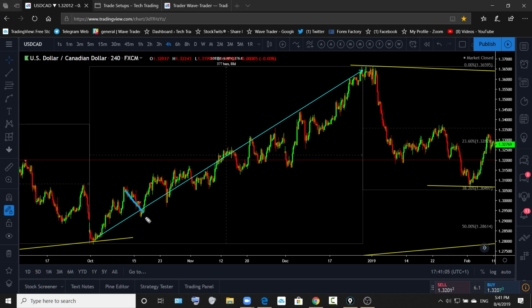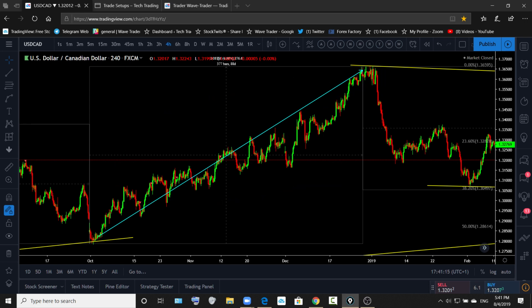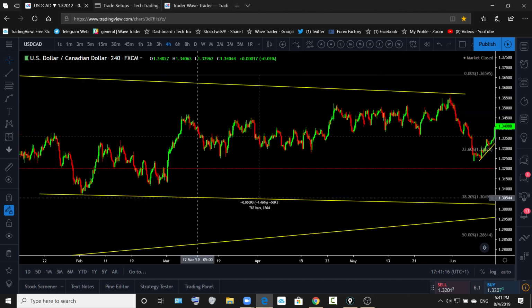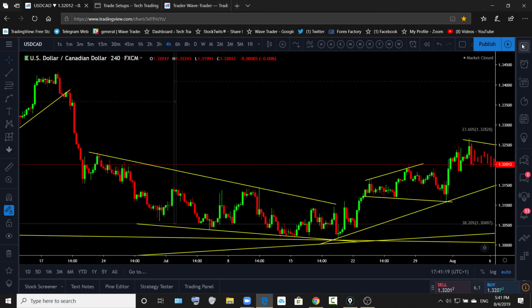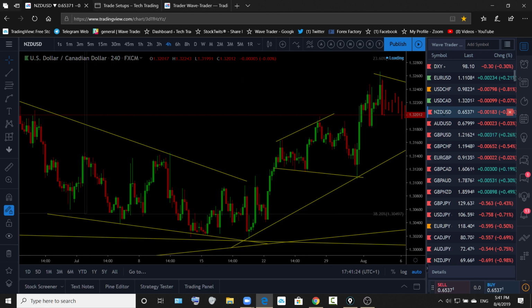Okay, so correcting, pushing higher, correcting and keep pushing. Yes, slowly pushing, and then drop. So it can repeat that behavior again. Dollar CAD can repeat. So currently we are looking for that behavior at the current price. All right, so dollar CAD.